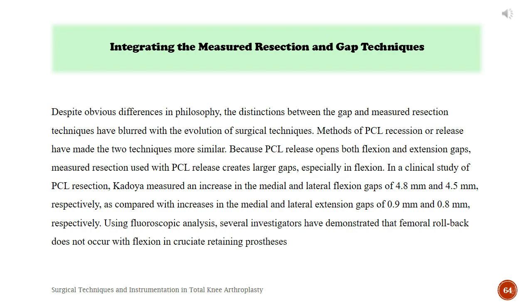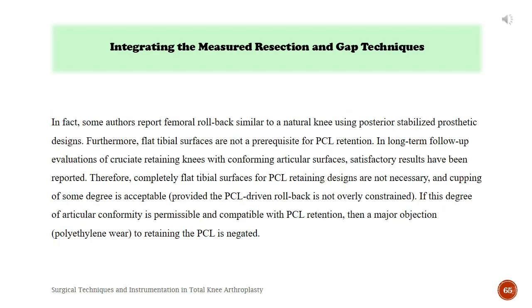In a clinical study of PCL resection, Kadoya measured an increase in the medial and lateral flexion gaps of 4.8 mm and 4.5 mm, respectively, as compared with increases in the medial and lateral extension gaps of 0.9 mm and 0.8 mm, respectively. Using fluoroscopic analysis, several investigators have demonstrated that femoral rollback does not occur with flexion in cruciate retaining prostheses.